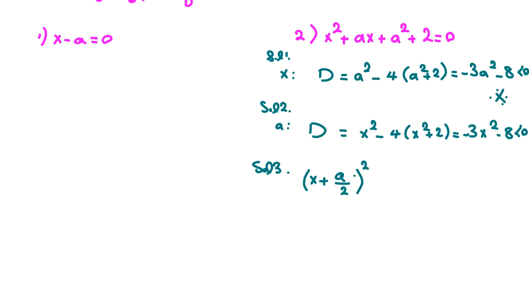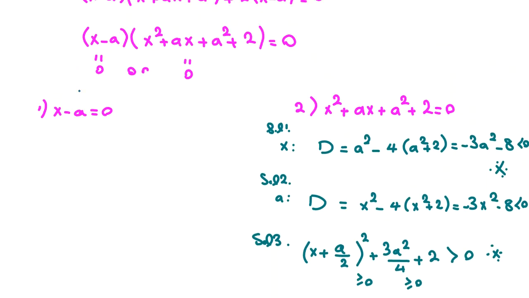So it will be x squared plus ax plus a squared over 4, plus 3a squared over 4 plus 2. And it is positive. Why? Because it is a real number, at least 0 plus 2. It's at least 2, so it cannot be 0. So we proved that the second term cannot be 0. Only the first term can be 0. So x minus a equals 0.